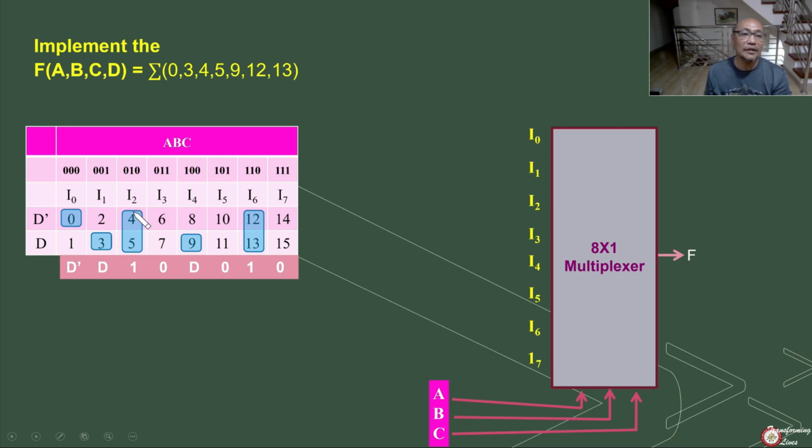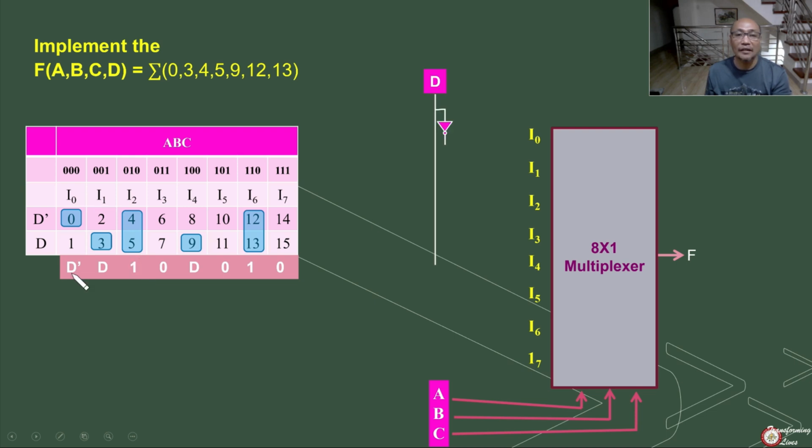I will clarify why this is equal to 1. This is equal to 1 because for I2, we have minterms 4 and 5, and that will be equal to D prime plus D. And we know that D prime plus D would be equal to 1 as per our Boolean algebra.